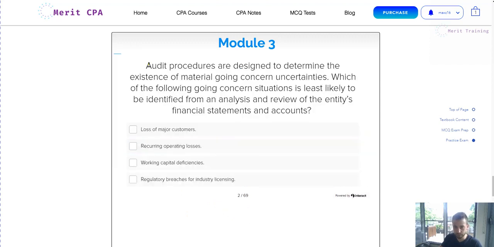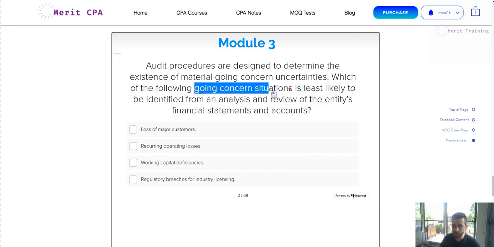All right, next question. Audit procedures are designed to determine the existence of material going concern uncertainties. Which of the following going concern situations is least likely to be identified from an analysis and review of the entity's financial statements and accounts? Note the question says least likely to be identified.